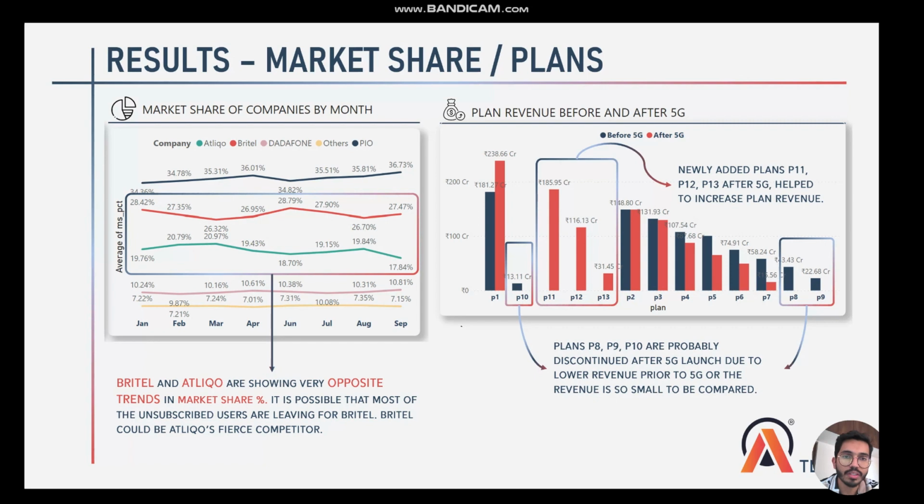And these three plans are the reason that the Atlic company saw a revenue increase after the month of July. And if we talk about plans 5, 6, and 7, these are performing quite poorly in the post 5G period compared to the pre 5G period. As you can see here, the biggest drop in terms of revenue is for the P7 plan.